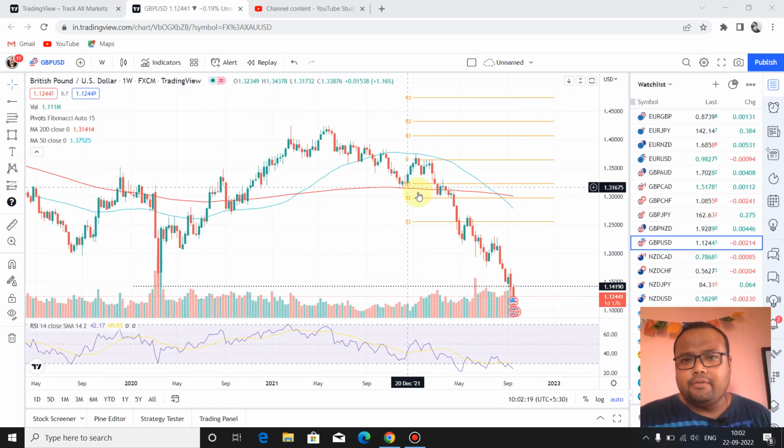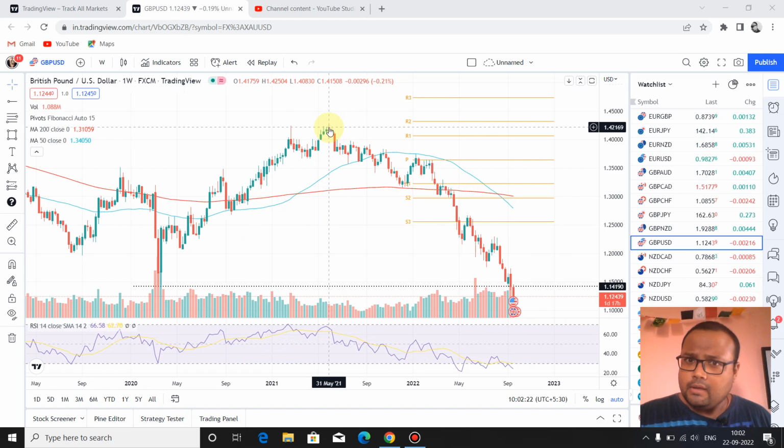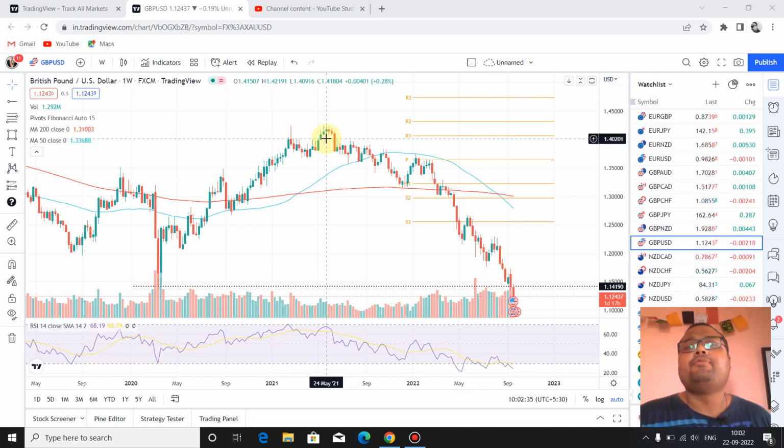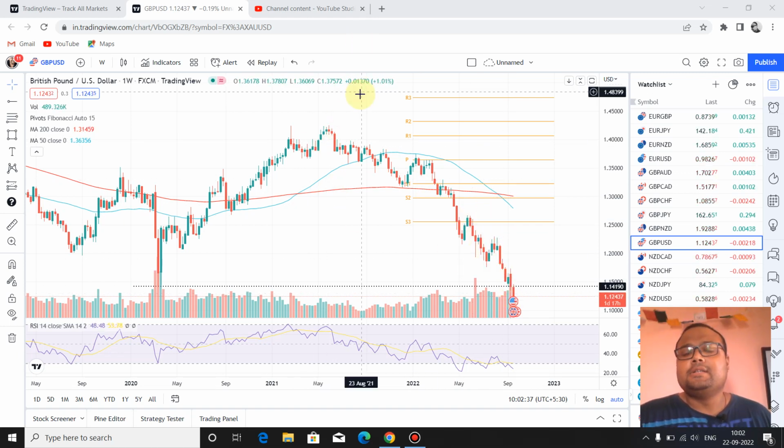Just look at the chart of GBP USD. In the month of May last year, GBP USD was standing at the 1.4200 level, and right now it's standing at 1.1244. It's been a free fall since last year.